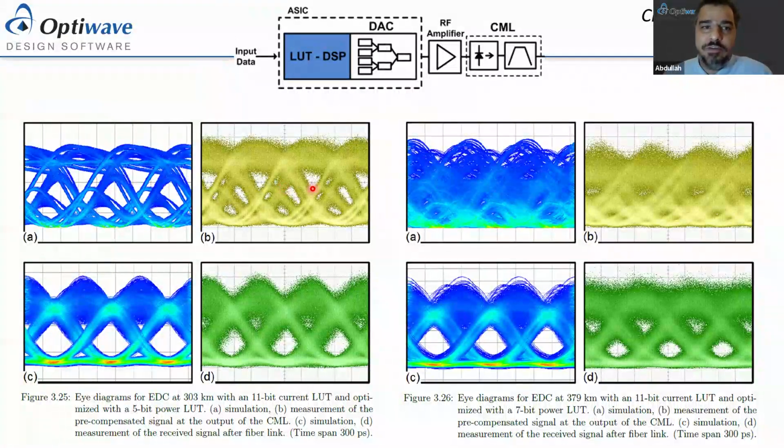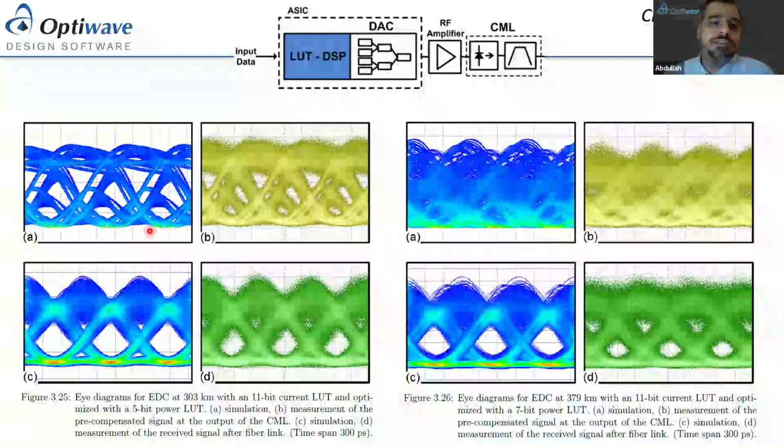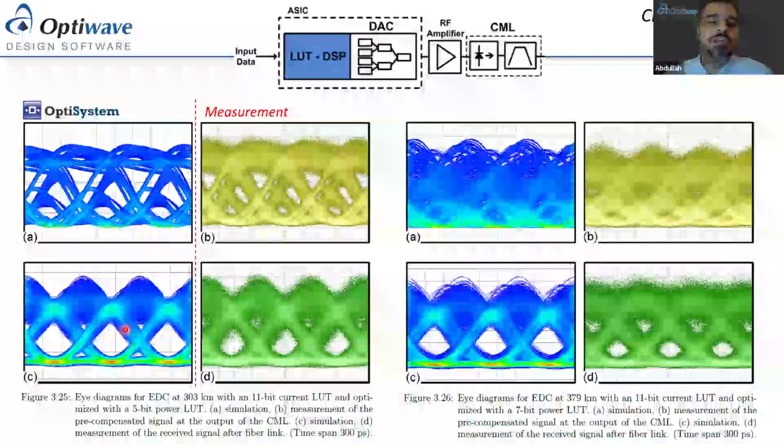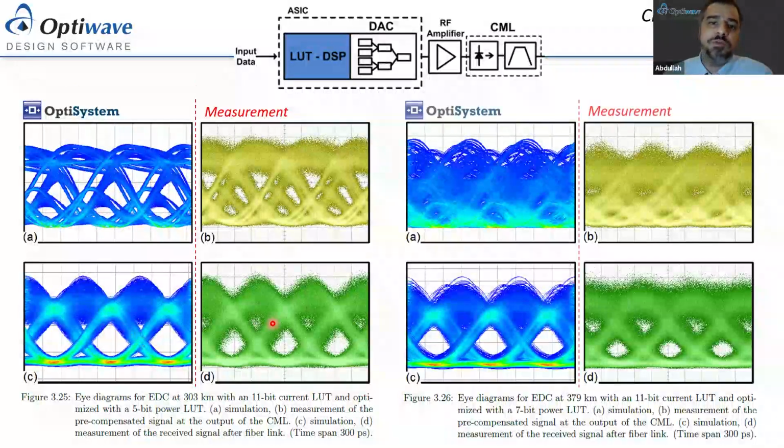So you can see here, the final result I'm going to show is simulated eye diagram for 300-kilometer transmission extending beyond the 200. And this is the back-to-back eye diagram at the output of the chirp managed laser. This is in OptiSystem and this is in measurement. And you can see after a 300-kilometer transmission, the eye is fairly open, indicating the successful pre-compensation of dispersion. And also the alignment between OptiSystem and measurement is very good.